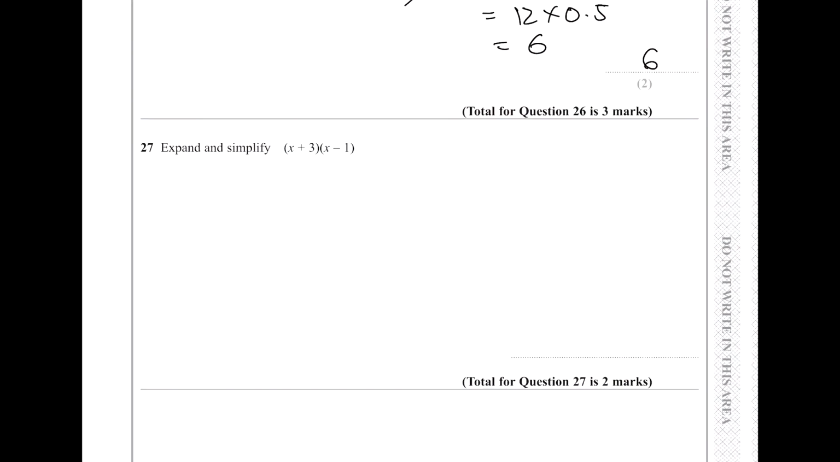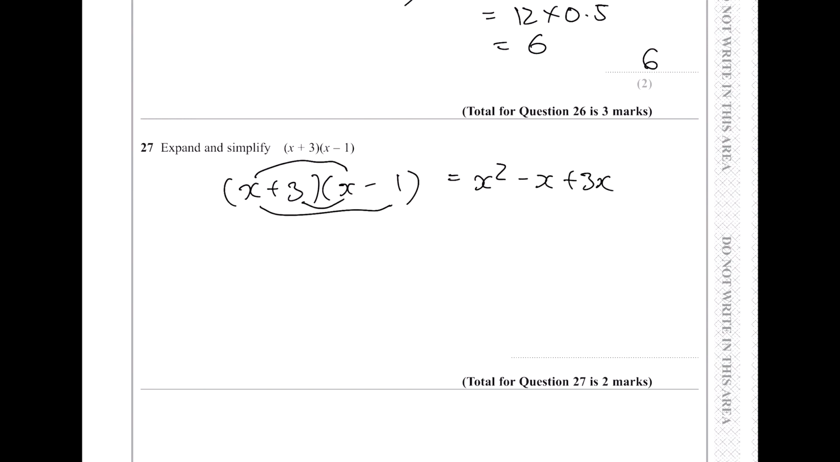Now we need to expand and simplify. So expanding this out, we multiply this times this, which gives you x squared. This times this gives you minus x. This times this gives you 3x. This times this gives you minus 3. Combining the x's, you get 2 lots of x. And so this is it.